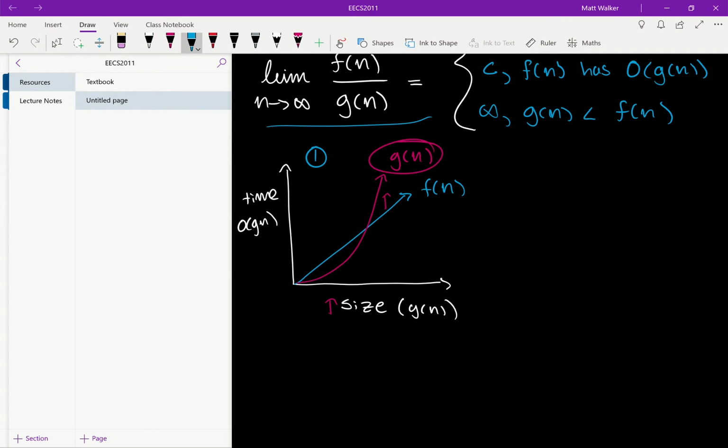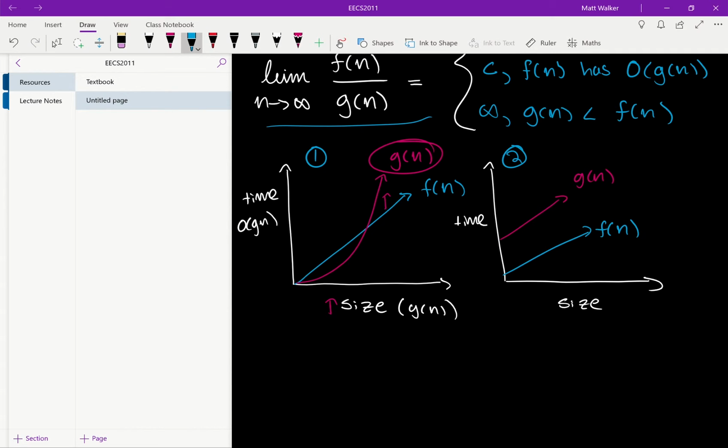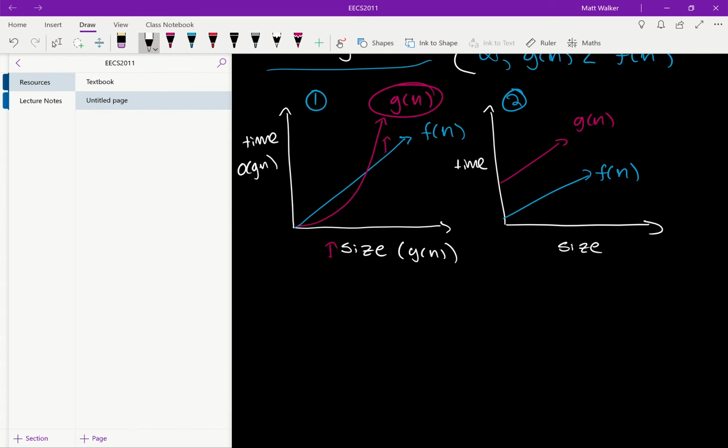So then we have case 2, and this is the case we're most interested in because a lot of the time when we're determining big O notation, we just want to prove that our algorithm runs in a particular time, right? So this is when they grow at the same rate. So this could be our g of n in this case, and this could be our f of n. And we can see that they both grow linearly, so they have the same rate of growth.